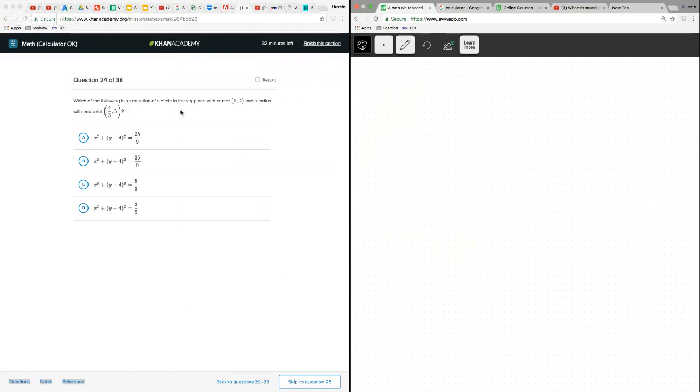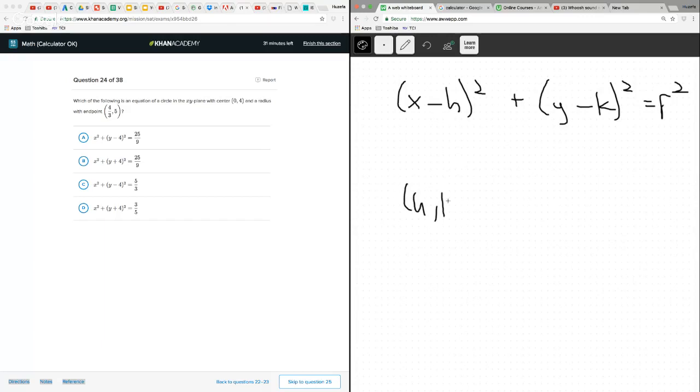Which of the following is an equation of a circle in the xy plane, with center (0, 4) and a radius with endpoint, blah, blah, blah. Okay. The formula for a circle is (x minus h) squared plus (y minus k) squared equals radius squared. Now, h and k is the center. So we can start by doing this: (x minus 0) squared plus (y minus 4) squared equals radius squared.